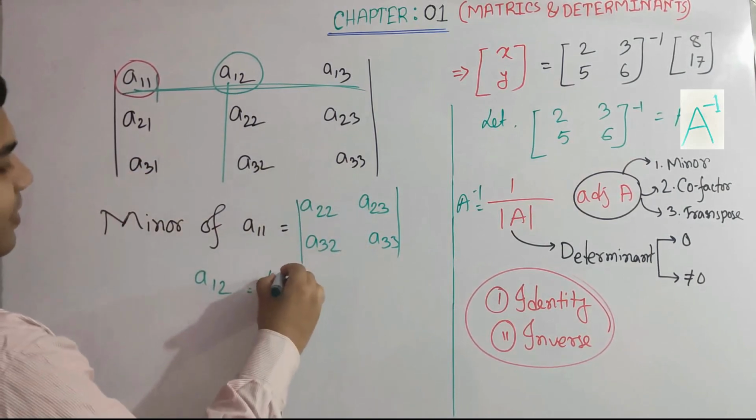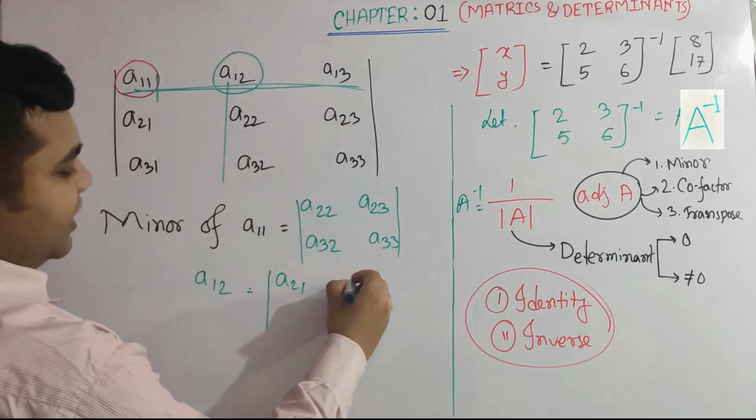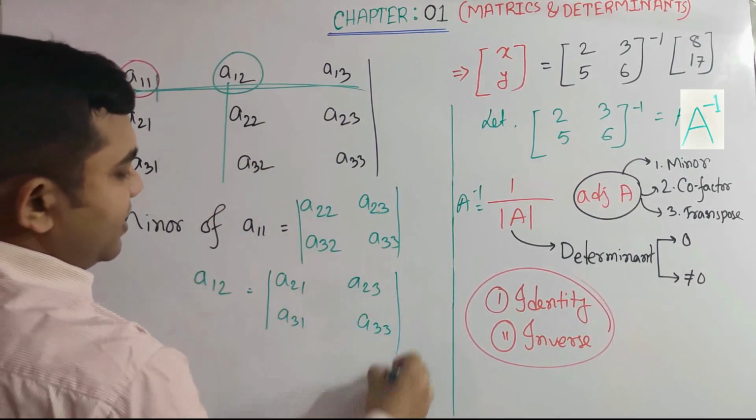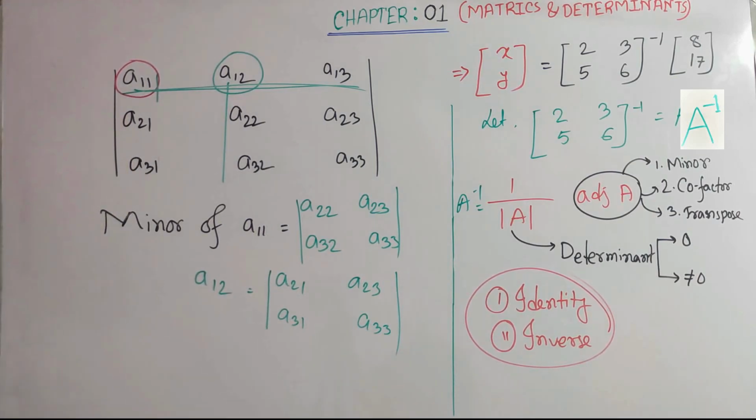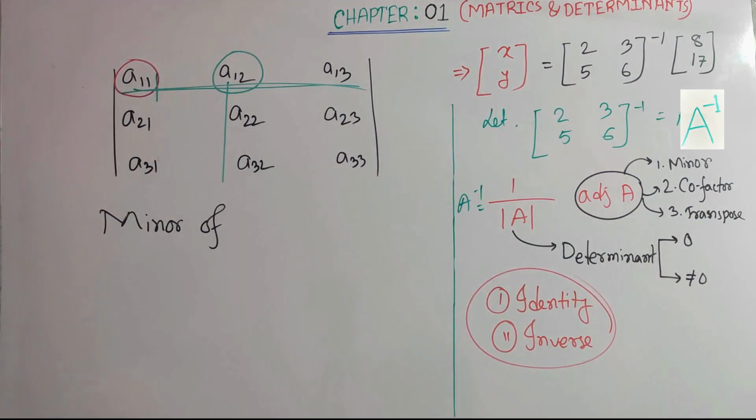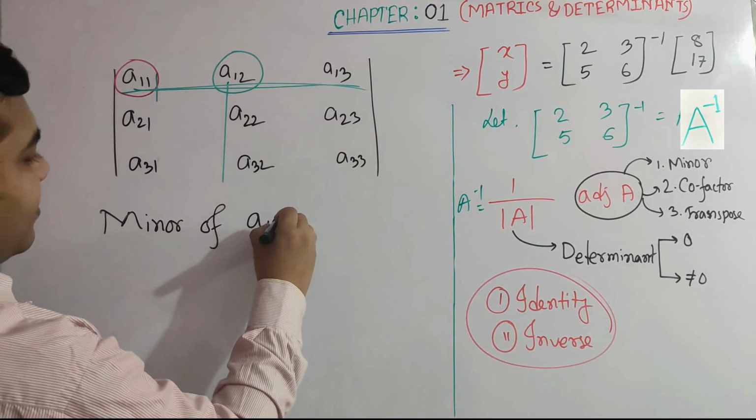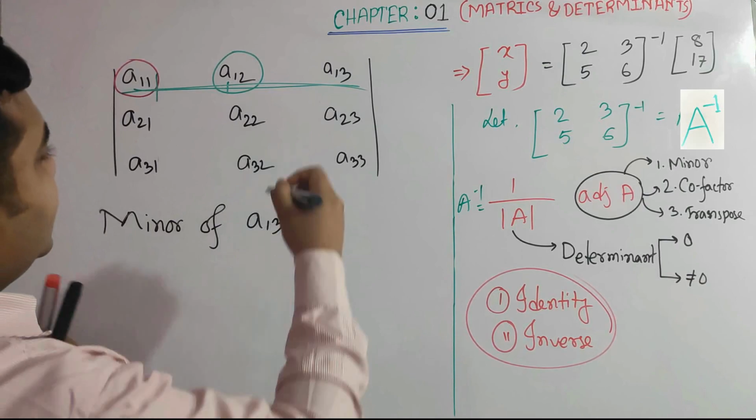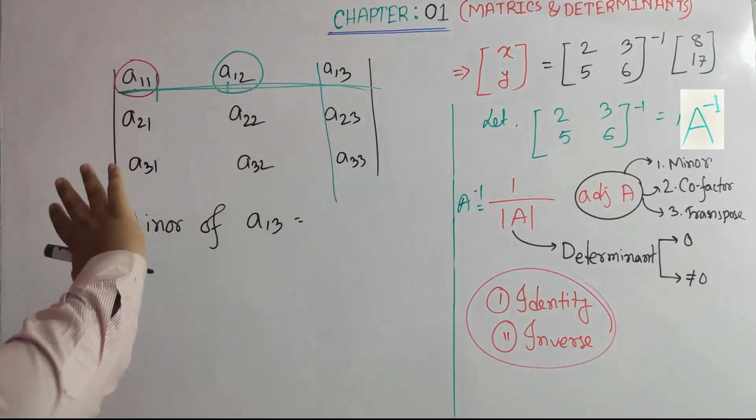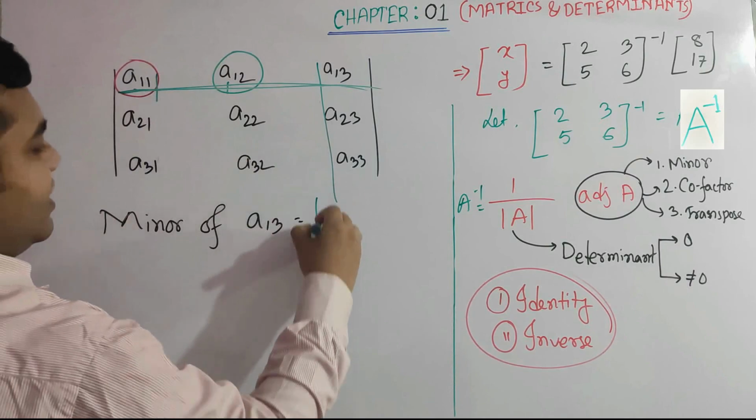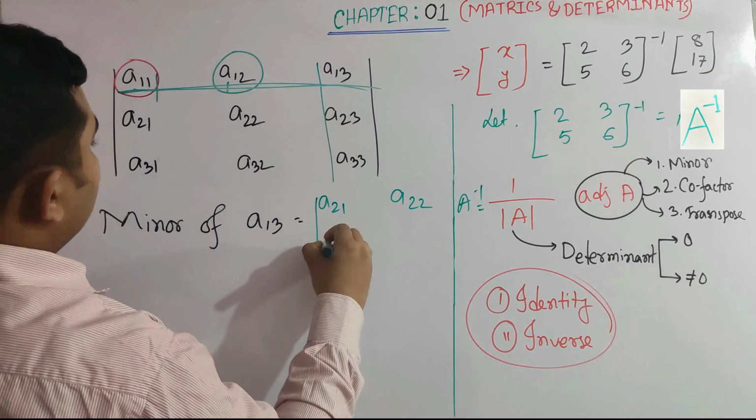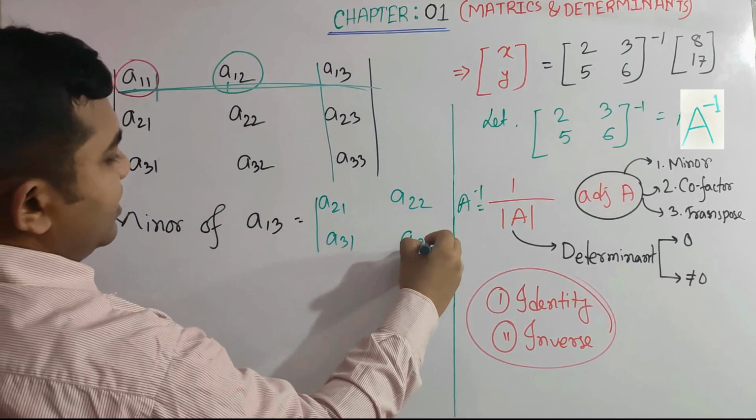That means A21, A23, A31 and A33. Similarly, when we are talking about A13, what will happen? The minor of A13: this row and this column will be neglected, then we will get this part. That means we will get A21, A22, A31, A33.